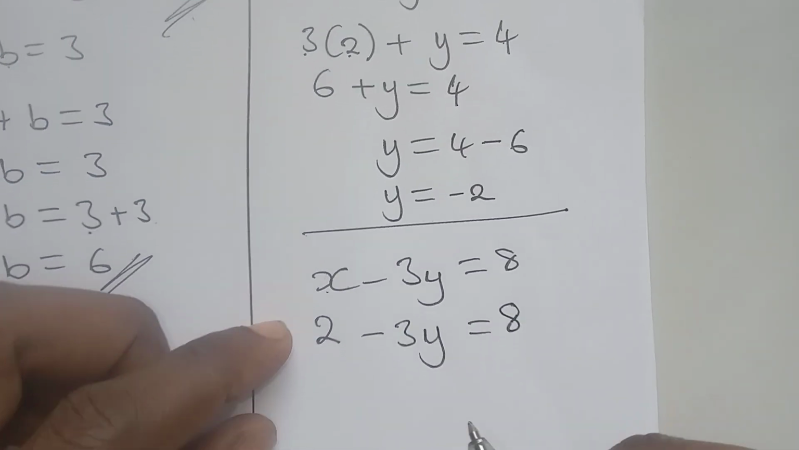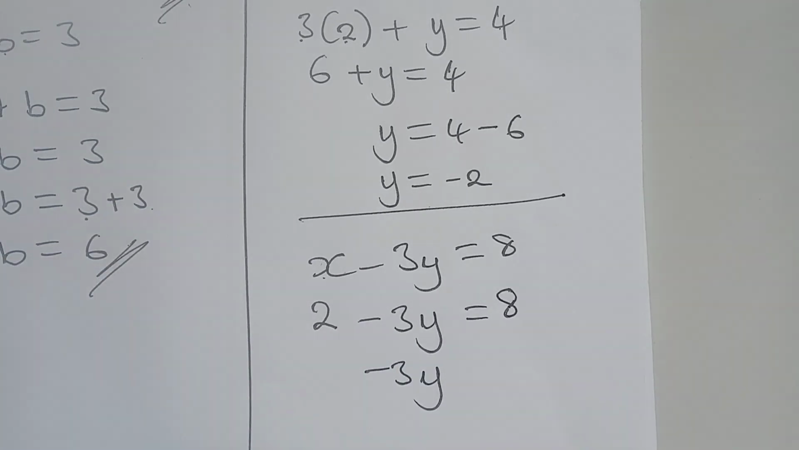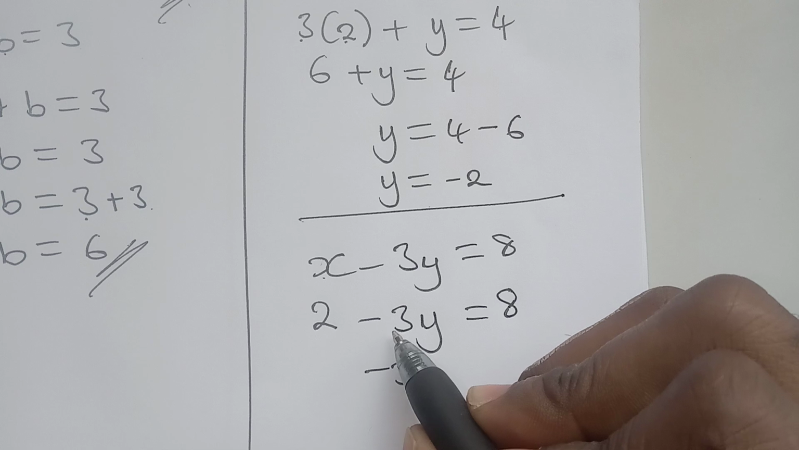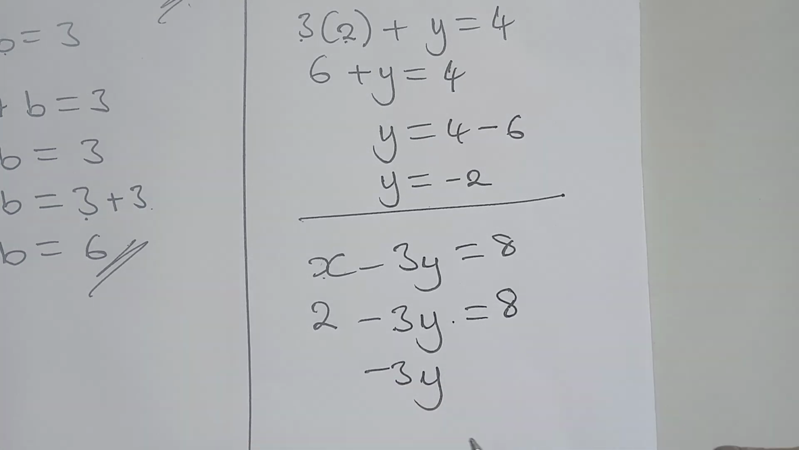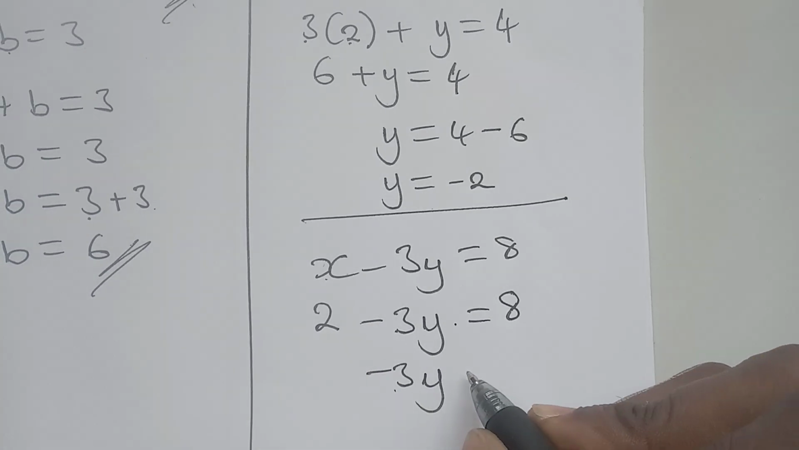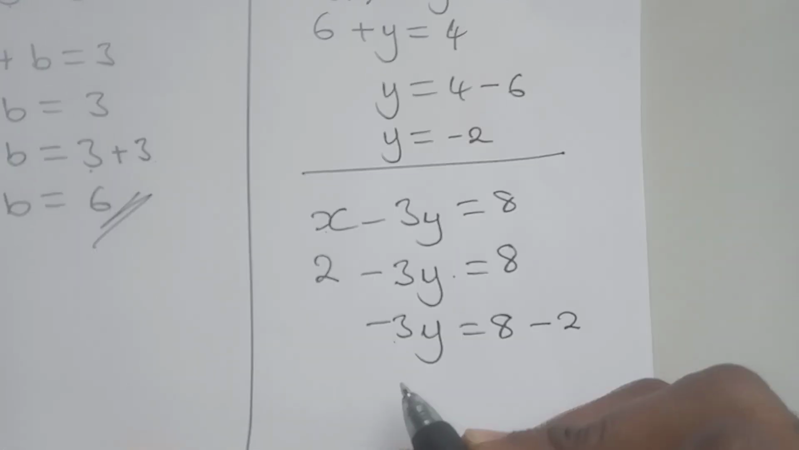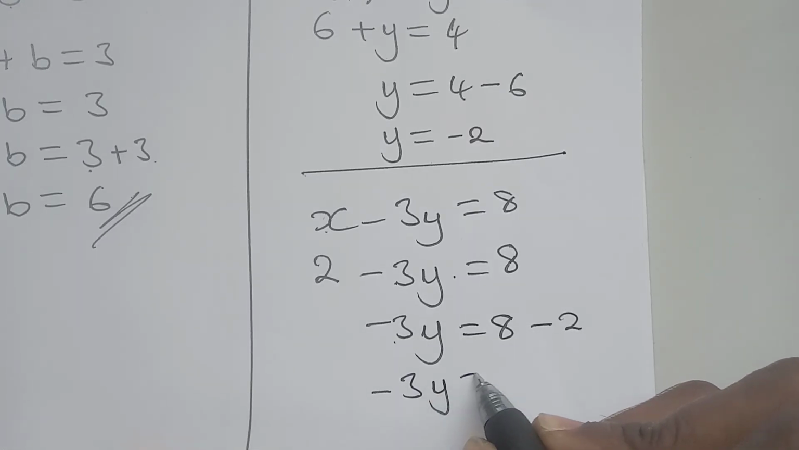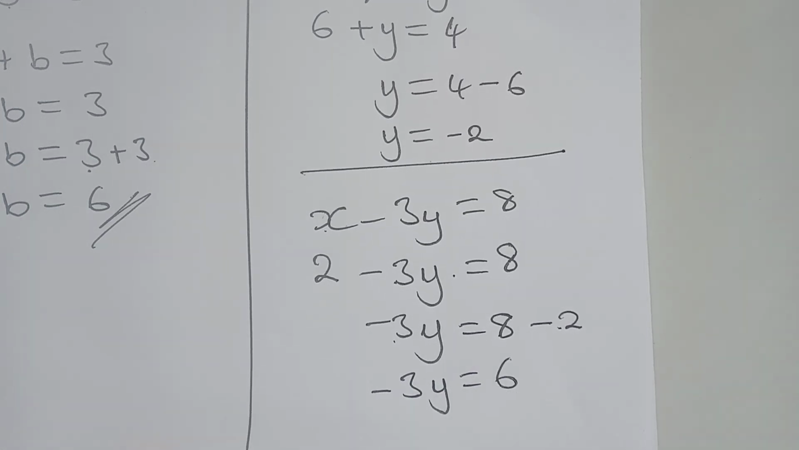Then you can collect the like terms. You have 3y here. I'll take the 2 to the other side. Now remember, this minus 3y has not been moved, so you leave it as it is with its negative sign. So this will be 8 minus 2. Then this will be negative 3y is the same as 8 minus 2, which is 6.